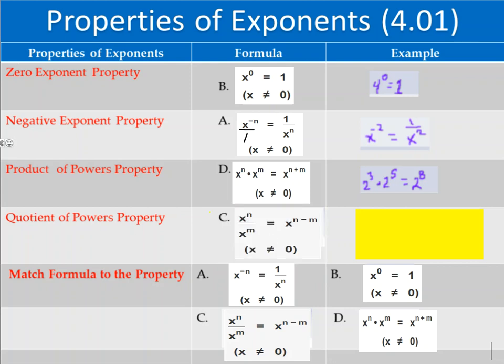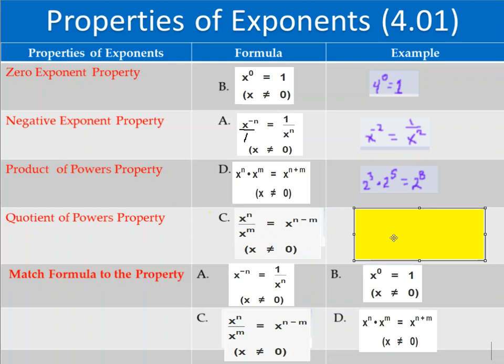And quotient means divide. So when you have two exponents that are dividing and they have the same base, you subtract down. So it's going to be n minus m. So x to the power of n minus m. And that only works if these two bases are the same. So these x's have to match. And they could be any letter or any number. They just have to be the same. And of course, it doesn't work with 0 again.